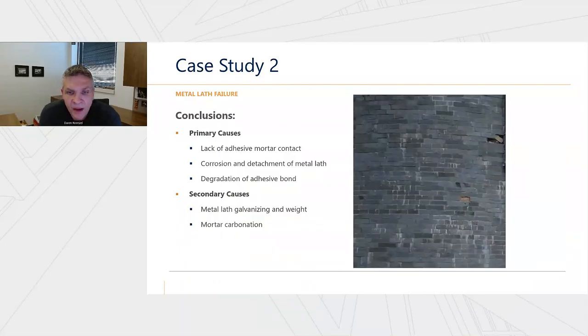So after doing our inspection, we concluded the primary causes of the distress were a lack of adhesive mortar contact that resulted in corrosion and detachment of the metal lath at those locations, as well as the moisture being able to get back there and deteriorate the adhesive bond, similar to the first case study. Secondary causes were that the metal lath galvanizing and weight were insufficient or less than specified. And the explanation for the patterns we were seeing was that there were differences in mortar carbonation.